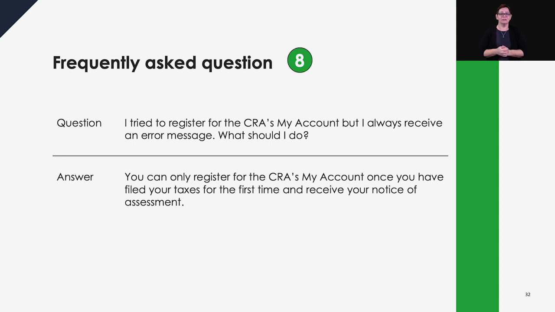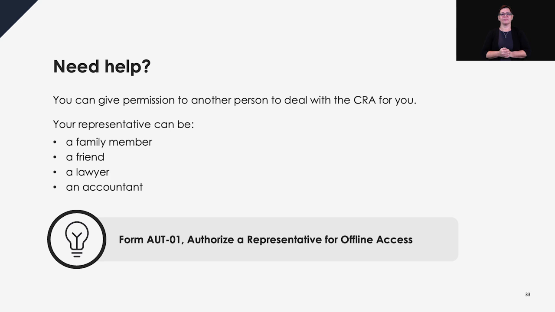Did you know that you can give permission to someone you trust to deal with CRA on your behalf? You can authorize a representative to have access to your personal tax account through My Account, or if you would like to authorize a representative to communicate on your behalf with CRA by phone, fax, mail, or in person, you can complete a paper form, AUT-01, authorize a representative for offline access, and send it to the CRA.